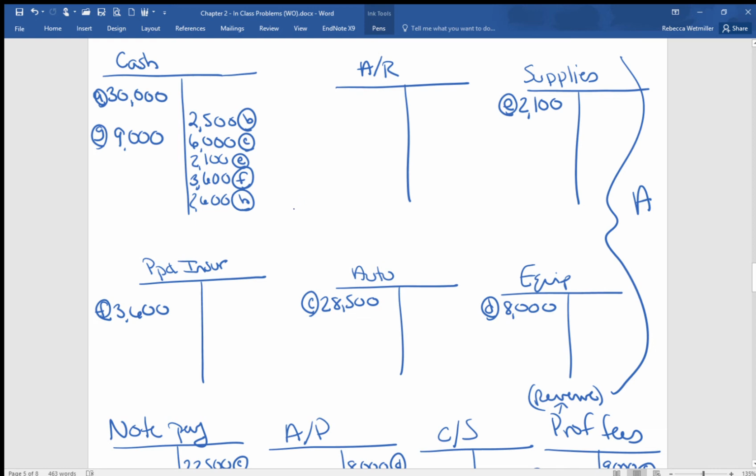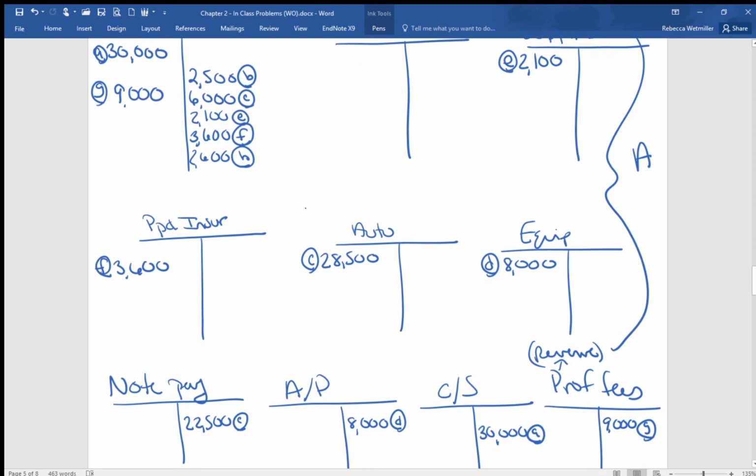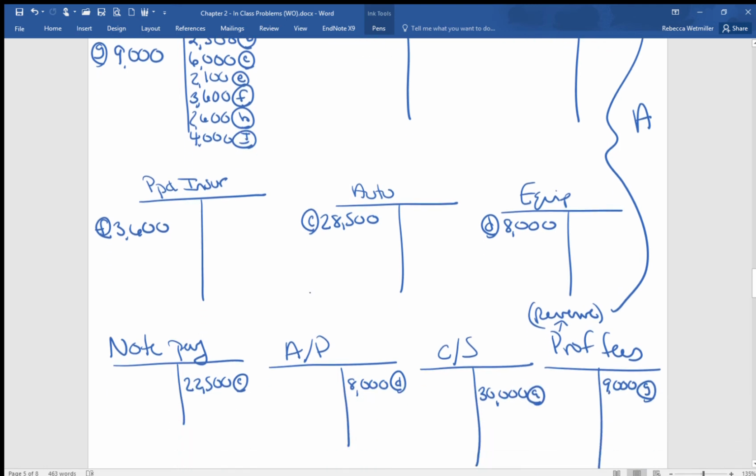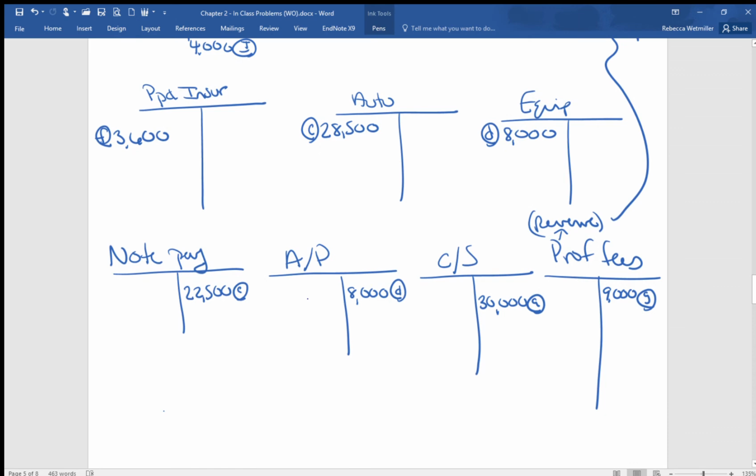Okay, transaction I. I paid cash to creditors on account. So if I'm paying it off, that means I'm going to decrease my cash amount. Okay, and then the offsetting debit is going to be my accounts payable. I'm decreasing the liability. I get to decrease the liability because I no longer owe it, because I also decrease the asset by paying out cash.